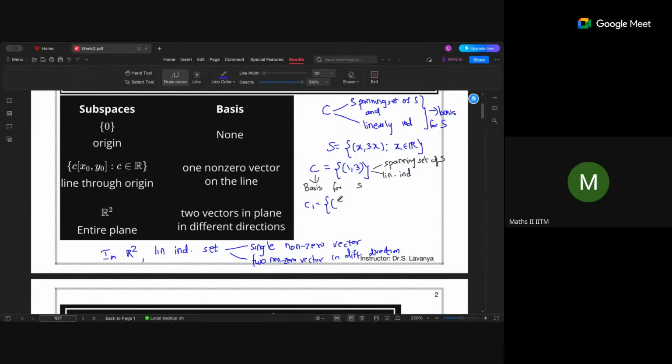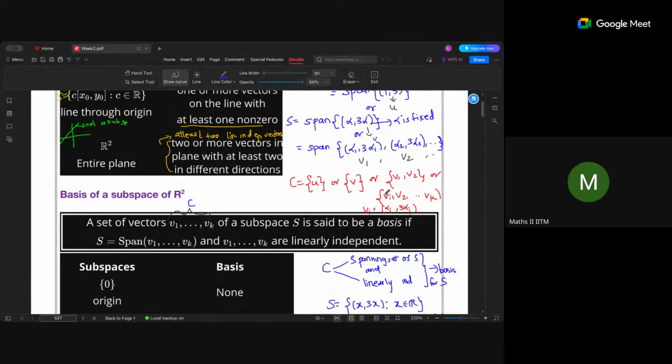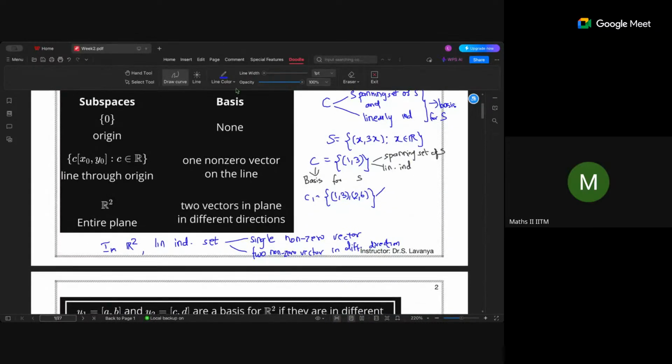Now let me take another set. Is this a spanning set? I can take multiples also together, and that will also span my S. So yes, it is a spanning set. But is it linearly independent? Do we have two non-zero vectors in different directions? No, they are in the same direction, so they are linearly dependent. So this cannot be a basis for S. Only when both conditions hold can we say it is a basis.